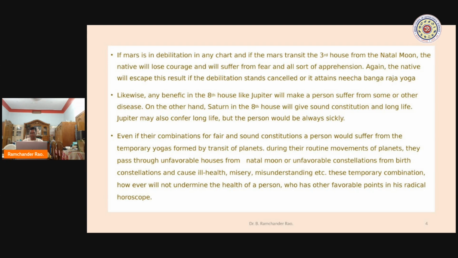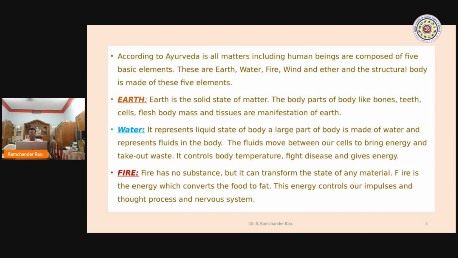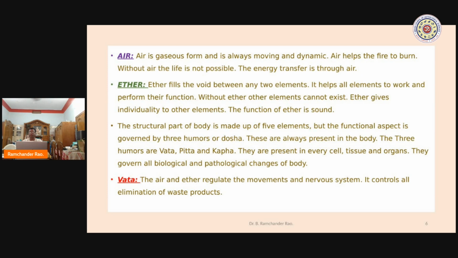According to Ayurveda, all matter including the human body is composed of five basic elements. These are earth, water, fire, wind and ether. The structural body is made up of these five elements.